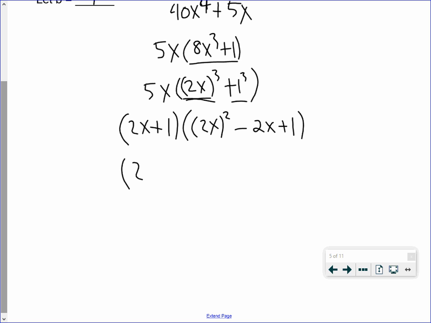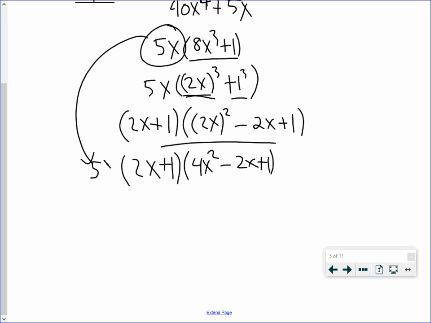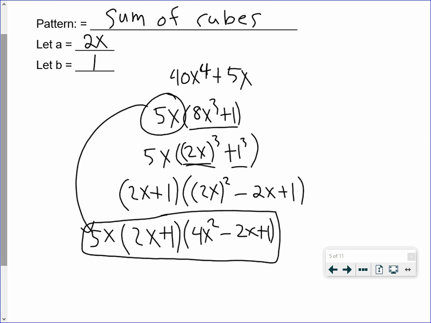And we just completely rewrite this, make it completely as factored as possible. 2x squared is just 4x squared minus 2x plus 1. And I almost forgot to put the 5x back down. Don't forget, we factored this out. We have to put it back down. Almost forgot about it, and that would not have been correct. So we brought down what we factored out. We have our factored form of the 8x cubed plus 1. That is our completely factored form of the polynomial for number 3, right?